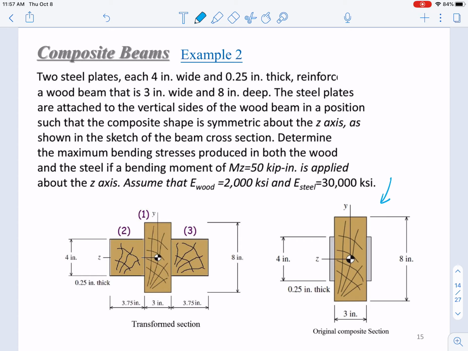So determine the maximum bending stress produced in both the wood and the steel if the bending moment is applied. We know the modulus of elasticity of wood and steel.